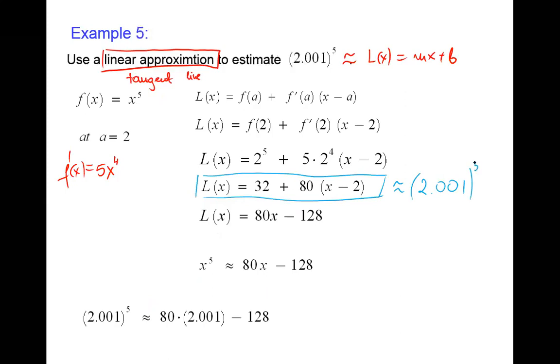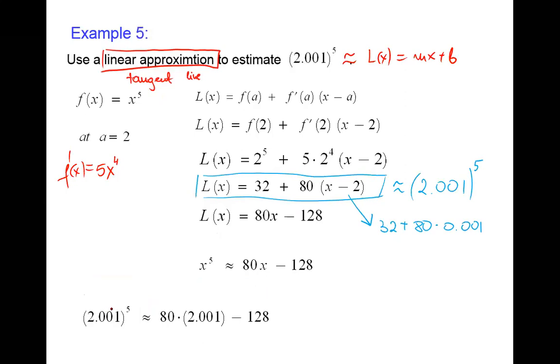2.001 to the power of 5. That's me using this form. I can say 32 plus 80. And if x is 2.001, I only have to multiply by 0.001 because that's the difference. Okay.